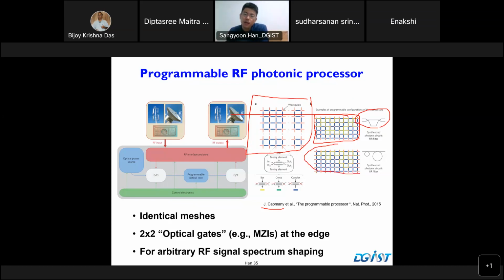Or if you program it another way, you can synthesize a ring filter, in other words, an infinite impulse response filter. The core concept is that you have this identical 2x2 switch. Actually, this is more than just a 2x2 switch; it is a 2x2 switch plus an optical phase shifter, because light has phase information, whereas electronic current doesn't. For electric current, you only need switches to make a programmable circuit, but for light, you also need to control the phase. That's why you need a phase shifter in addition to the optical switch. Basically, you have many of them in identical fashion, and then the user programs it however he wants, whatever filter he wants to synthesize.